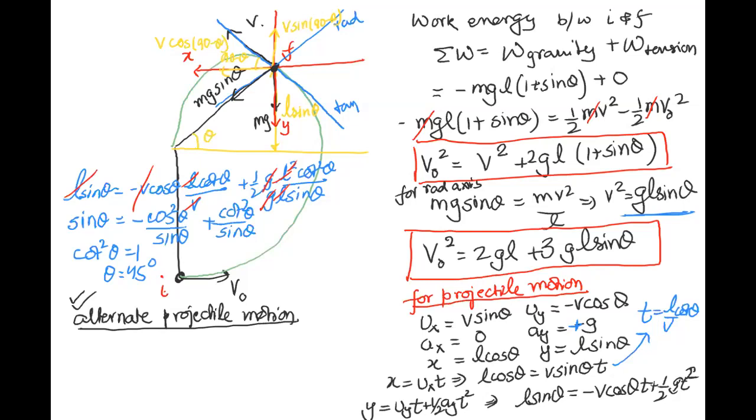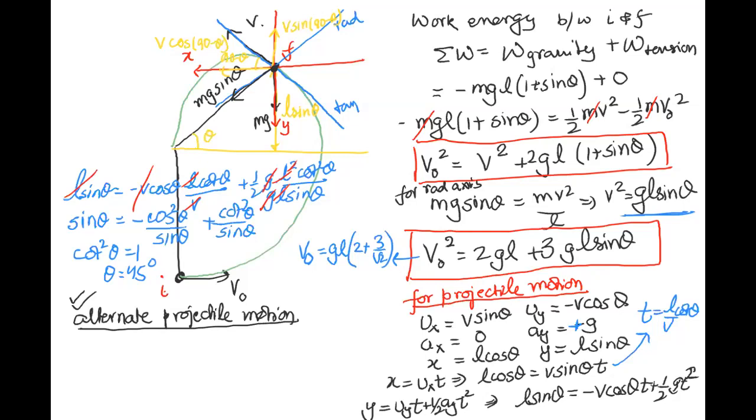Right, now once you know theta is 45, then you know everything, right? Then you know what is V naught square. So this tells me that V naught is equal to GL into 2 plus 3 by root.